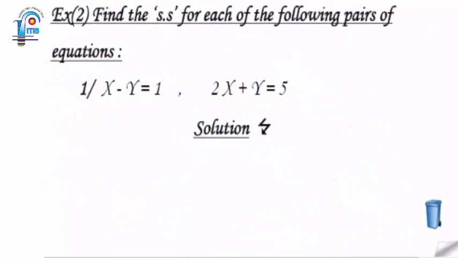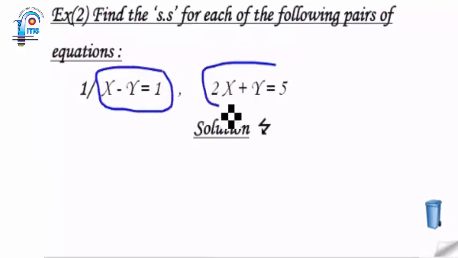Second example, find the solution set for each of the following pairs of equations. First, x minus y equals 1, 2x plus y equals 5. The first equation has two variables, x and y, and it is of the first degree. The second equation, x and y, is of the first degree. To solve two equations of the first degree, we have two methods: using elimination or using substitution.